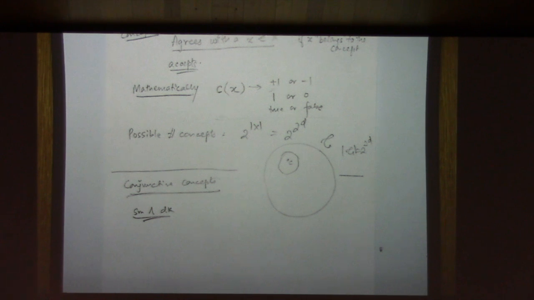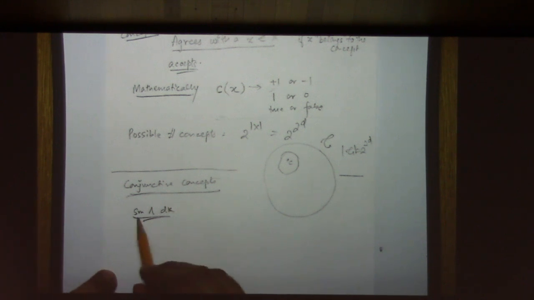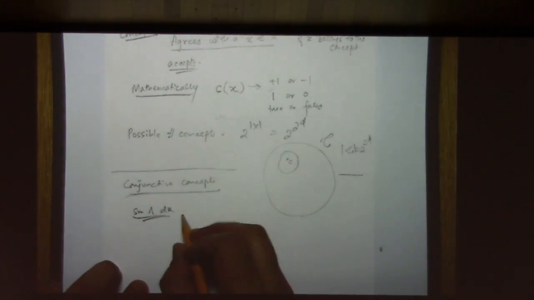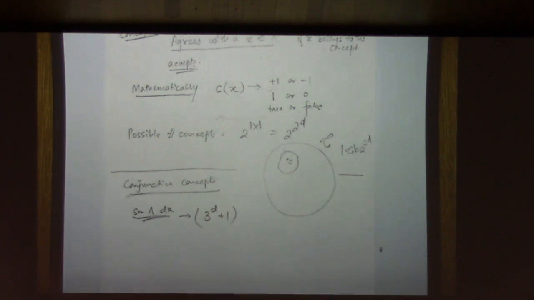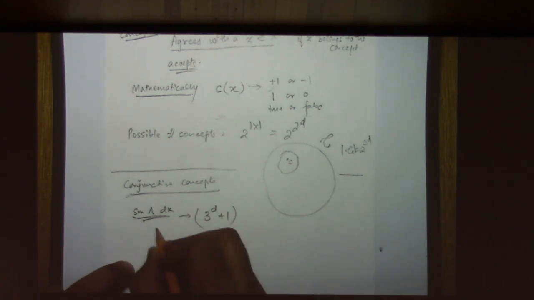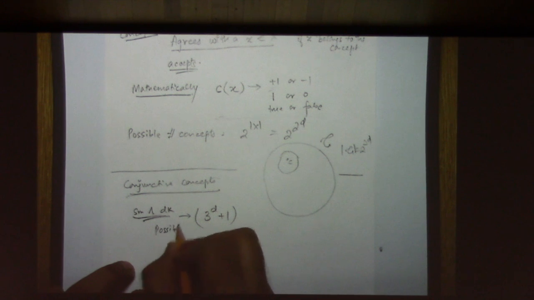And then we did this calculation in the last class that if you have binary attributes and you are trying to find conjunctive concepts, then the possible conjunctive concepts will be 3 power d plus 1.